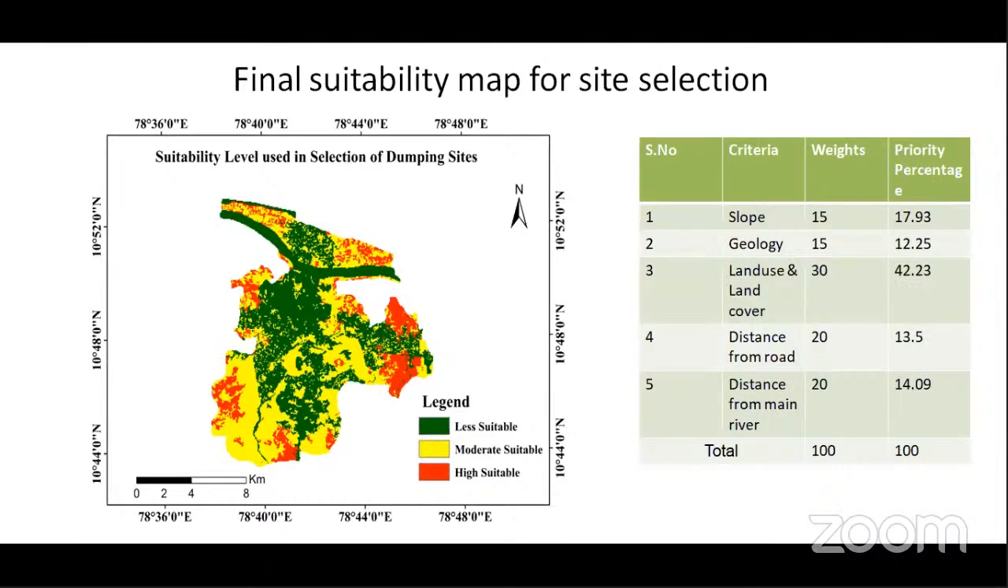Weights have been assigned to each class of all thematic maps for weighted overlay analysis to find the most suitable map for site selection. The criteria like slope, geology, LULC, distance from road, and distance from main river have been taken, and the table represents the weightage for each criterion. The raster calculator in QGIS was used for calculating the weighted sum, and the overlay has been done by assigning the particular weightages to each class. This is the site suitability. Here, red indicates the highly suitable area and green indicates the less suitable.